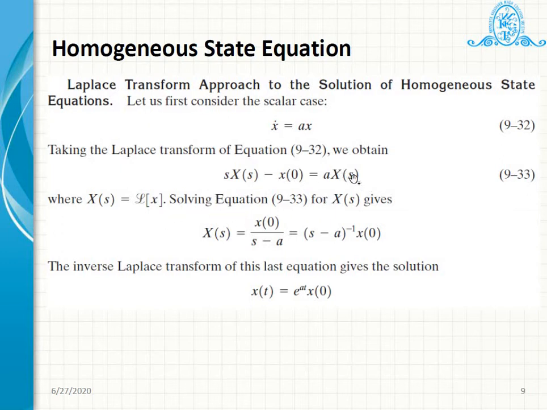Solving this, taking this a x of s to this side and shifting this x of 0 to the opposite side, we can get x of s is equal to x of 0 upon s minus a. That is the inverse of s minus a times x of 0. Now after taking inverse Laplace transform, we know that for the term 1 upon s minus a, the inverse Laplace transform is e raised to at. So x of t is equal to e raised to at into x of 0.